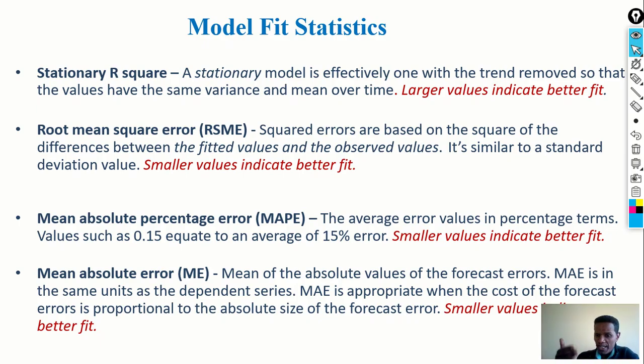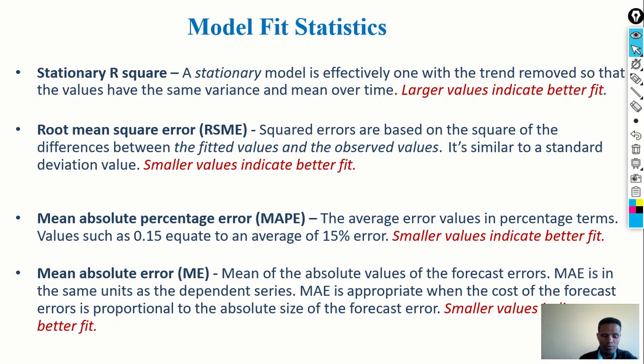The average error values in percentage terms. So in the case of MAPE, it is in terms of percentage. Values such as 0.15, or an average of 15% or below that, and smaller values of this MAPE are an indication of better model fitness.